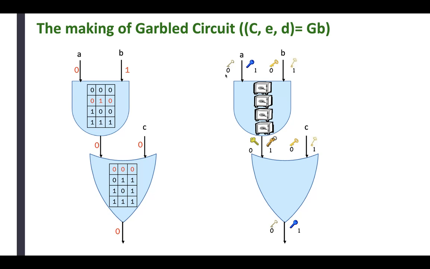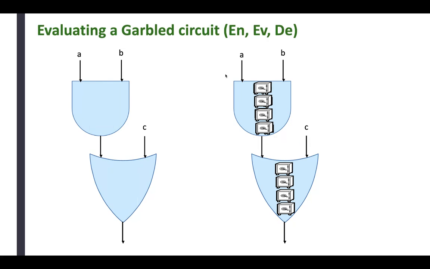So each box is therefore doubly locked. Two keys are used to lock, and inside the boxes we have kept the keys corresponding to the output wire as per the truth table. So this is the end of it. We have already garbled the first gate, and in a very similar way you can garble the second gate as well.